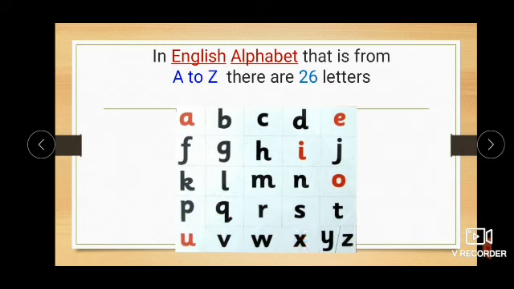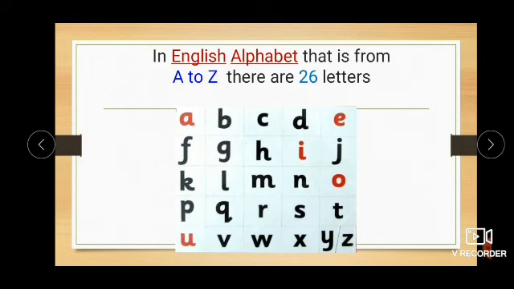Can you see those 5 letters in red color? A, E, I, O, and U. Those 5 letters are called vowels. And there are 21 letters in black color: B, C, D, F, G, H, J, K, L, M, N, P, Q, R, S, T, V, W, X, Y, and Z. Those 21 letters are called consonant letters.